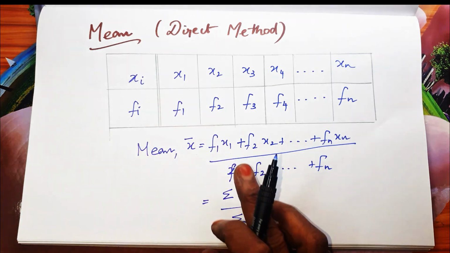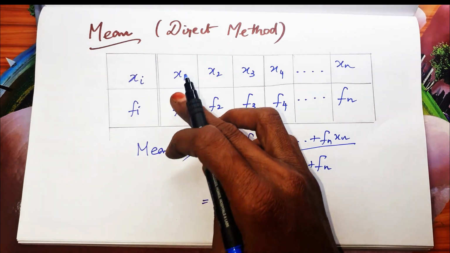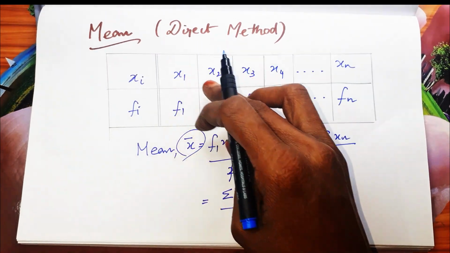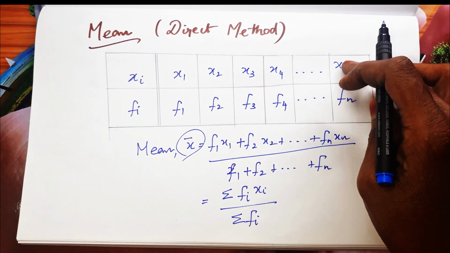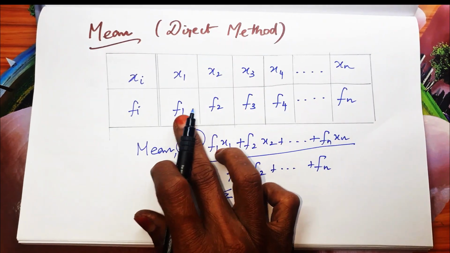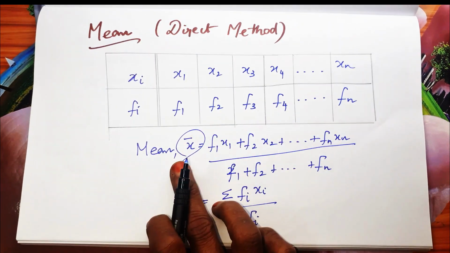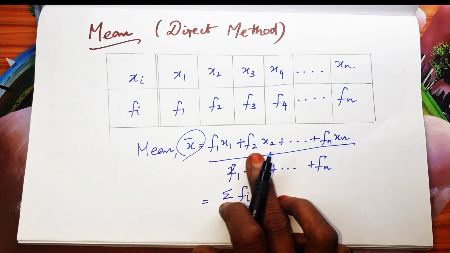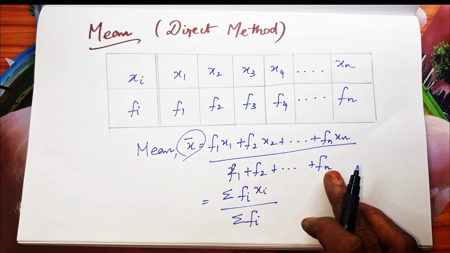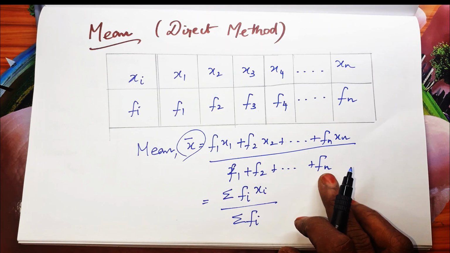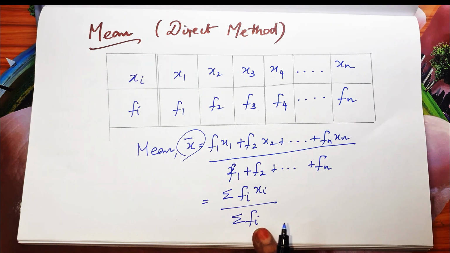The symbol for that is x bar. Mean is equal to x bar, that is nothing but f1 x1 plus f2 x2 plus f3 x3 plus etc. fn xn by f1 plus f2 plus f3 plus etc. fn. I repeat, x bar is equal to f1 x1 plus f2 x2 plus etc. fn xn by f1 plus f2 plus etc. fn. And it can be simplified as summation fi xi by summation fi.